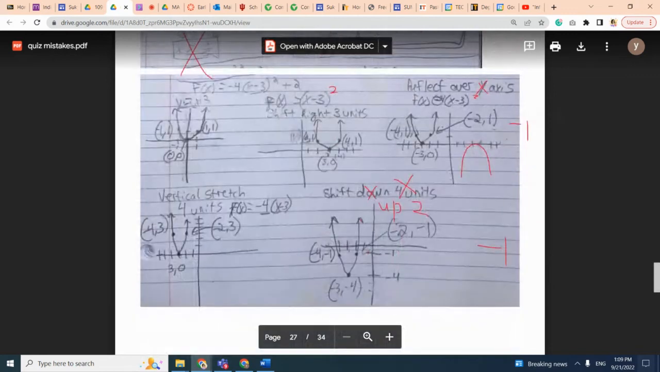And then here, this is x squared, and this is reflect over the x-axis. Yeah, the minus sign in front of the whole thing reflects over the x-axis, which is right here. And then, yeah, shift up 2 units, plus 2. The negative 4 will tell us reflection over the x-axis and stretch by a factor of 4. The shift up or down, look at this number. Okay, so do more exercise.